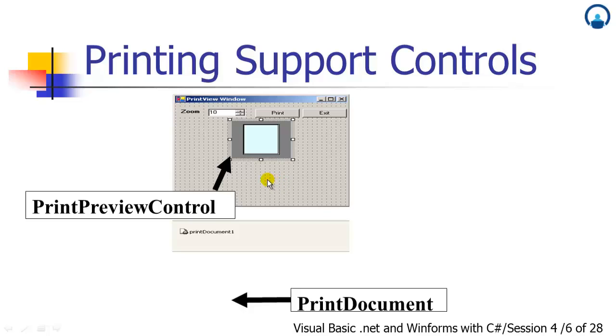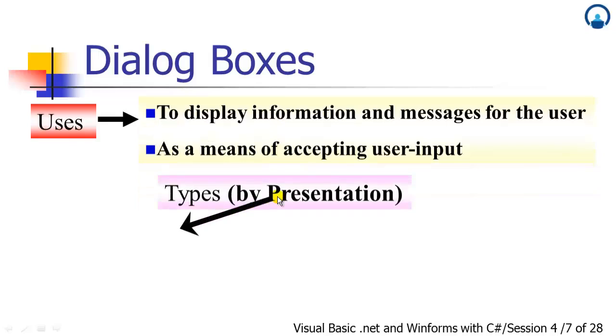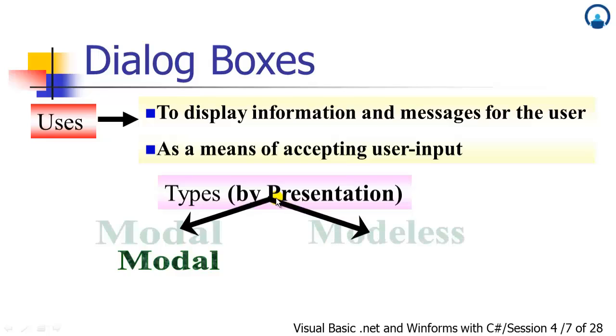Okay. Now let's move on to dialog boxes. A dialog box is a temporary window that contains controls that can be used to display information and messages to the user, and to accept user input so that a specific action can be carried out.